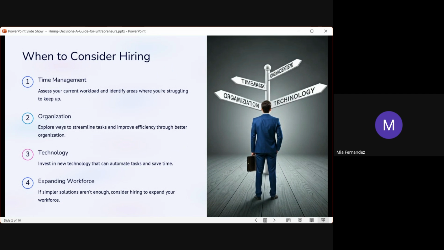So, kung sakaling tingin mo ay medyo nakukulangan ka na, try mo muna yung mga ibang steps before you hire. Kasi syempre, when you hire a person, another fixed expense na naman yun, right? So first, itry mo muna yung time management. You need to assess your current workload and identify areas where you're struggling to keep up. Then you need organization. You need to explore ways to streamline tasks and improve efficiency through better organization.